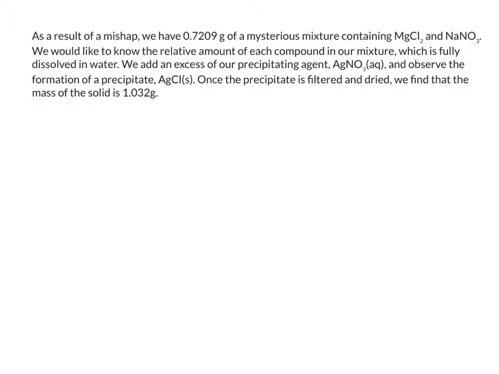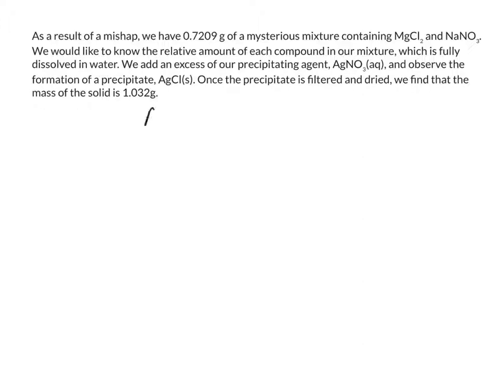In our third problem, we're going to be looking at calculating the amount of different components in a mixture. As a result of a mishap, we have 0.7209 grams of a mysterious mixture containing magnesium chloride and sodium nitrate. We would like to know the relative amount of each compound in our mixture, which is fully dissolved in water. We add an excess of our precipitating agent, silver nitrate, and observe the formation of a precipitate, silver chloride. Once the precipitate is filtered and dried, we find that the mass of the solid is 1.032 grams.